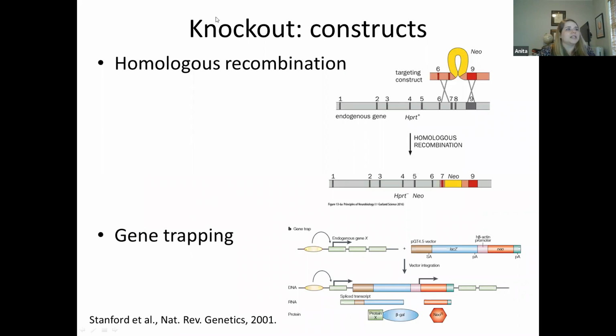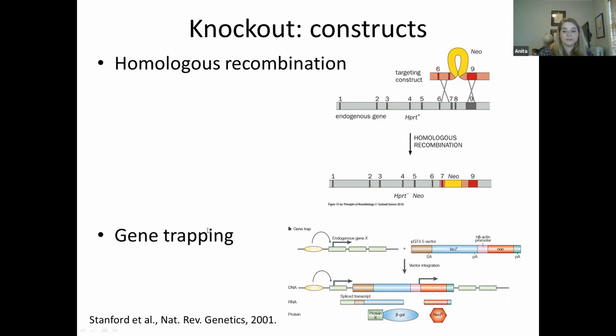So again, I'm just going to go over knockouts and knock-ins quickly. I'm assuming you have encountered this information at some other point. But basically, for knockouts, you can use homologous recombination to go into the endogenous gene site and insert some sort of disruptive sequence, in this case, neomycin. For gene trapping, you can put in a reporter gene that has no promoter, and then if you happen to randomly integrate it underneath the promoter that you want, you get expression. So in one case, you need to know the sequence. In another case, you don't.